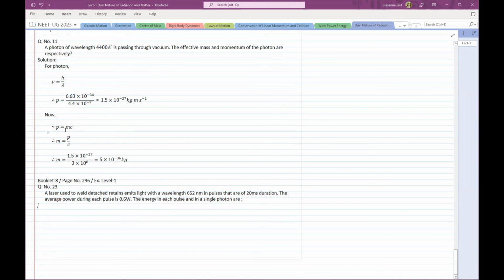Try to solve. It says a laser used to weld detached retinas emits light with wavelength 652 nanometer, nano is 10 raised to minus 9, in pulses that are of 20 millisecond duration. The average power during each pulse is 0.6 watt. The energy in each pulse and in a single photon are. Can we calculate that? So what are the given things? These three things are directly given in the problem. Lambda is 652 nanometer, t is 20 millisecond, right? And the power of the pulse is 0.6 watt.